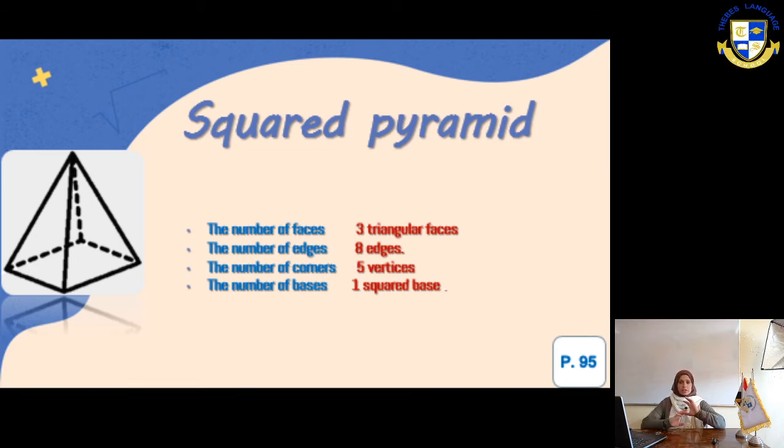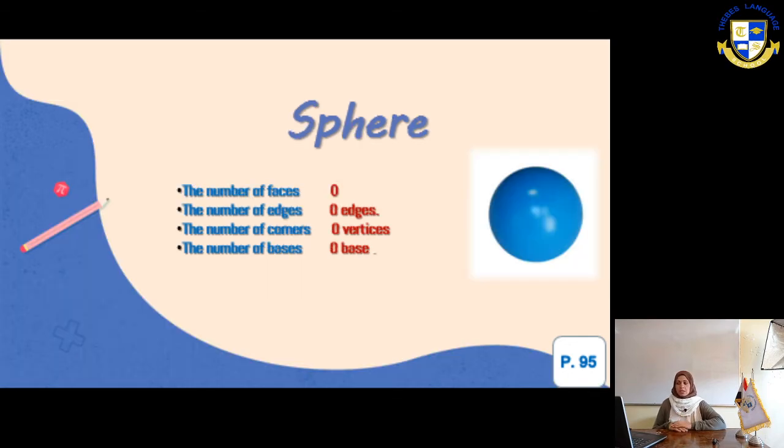The sphere, it's like the ball that you have. Number of faces, no faces. No edges, no vertices, and of course no base. The sphere cannot stand on any base. So 0 faces, 0 edges, 0 corners, and 0 bases. That's it for the shapes.